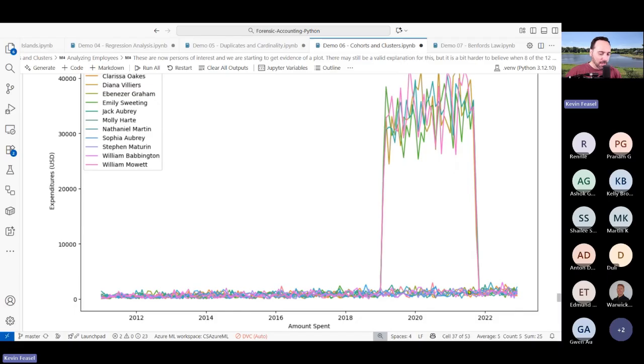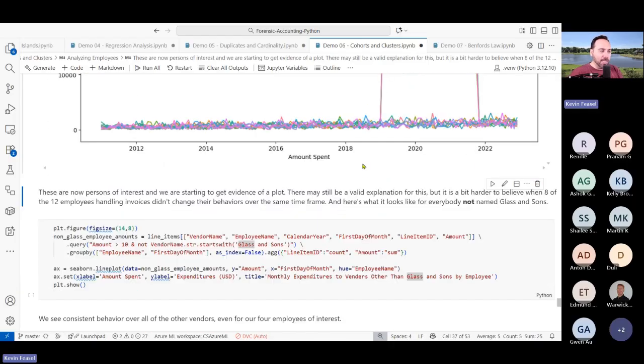So these are down in this section. This represents the other 8 employees. This represents all 12 employees. And you'll notice that all 12 employees go back to normal behavior at that point. So these 4 employees are tied in with all of the odd behavior in our data set.